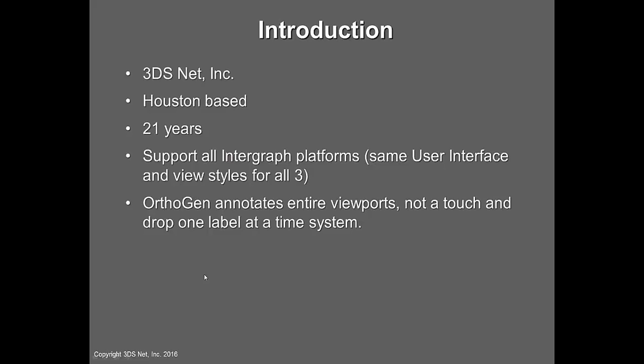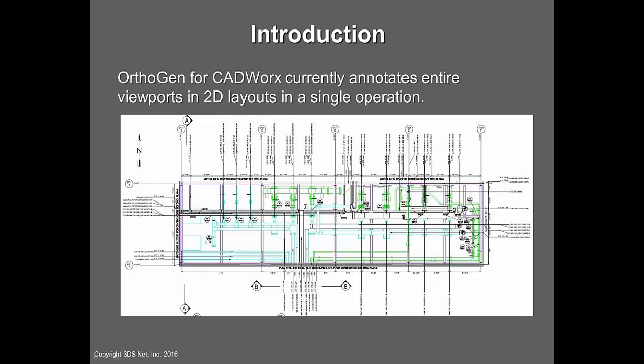A distinction about OrthoGen and the way it works is it operates on entire viewports in a single operation. It's not a touch and drop one label at a time. It's not manual dimensioning, although on some drawing types you will want to add some manual dimensions. It annotates the entire viewport in a single operation. We work on the standard viewports in 2D layouts in AutoCAD. You pick a drawing style, I'll show you the drawing style editor, you hit the process button, and in seconds it will add all this annotation.